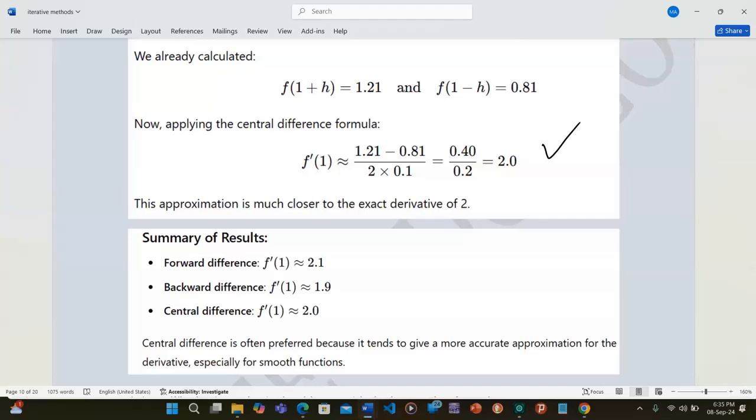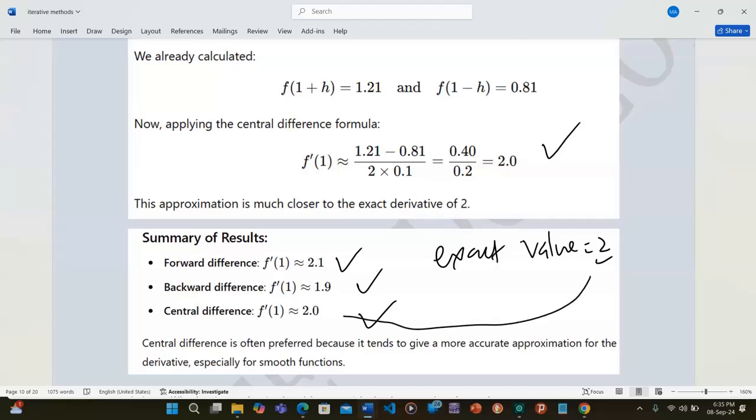And therefore you can see those three values. You remember the exact value is 2. So you see it is equivalent to that, and therefore the central difference method gives a better approximation.